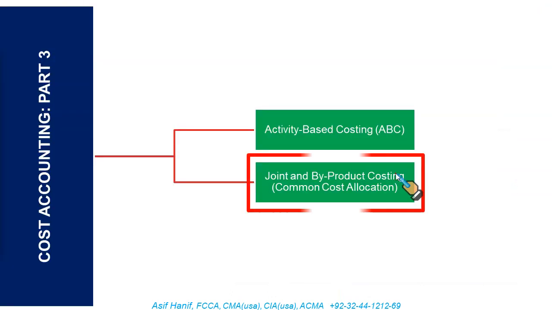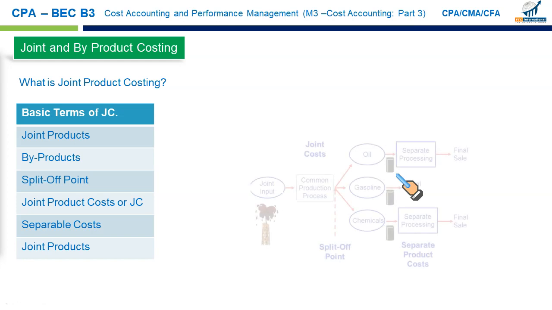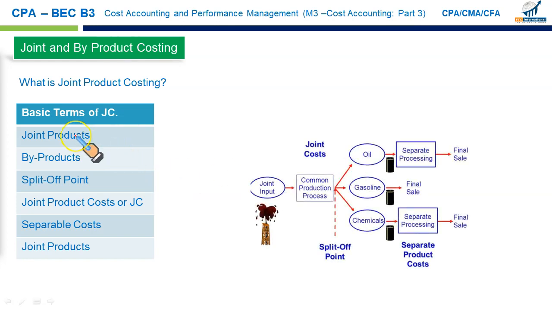Okay, the next topic we have is joint and byproduct costing. What is joint product costing? What are joint products, byproducts? Let us first discuss. Joint products are two or more products that are generated from a common input. Like we have petroleum, when entered into a fractional distillation chamber, it splits into its different fractions like oil, gasoline and chemical. These are your joint products that are generated simultaneously through a joint common process.